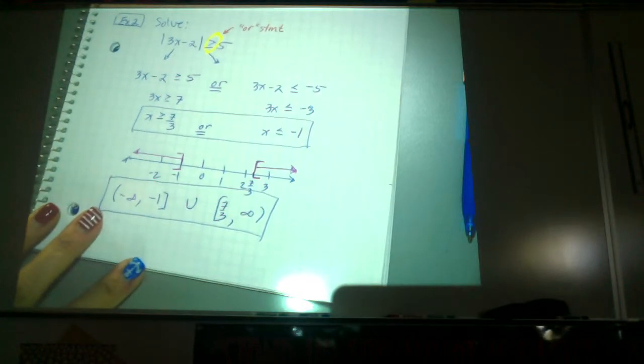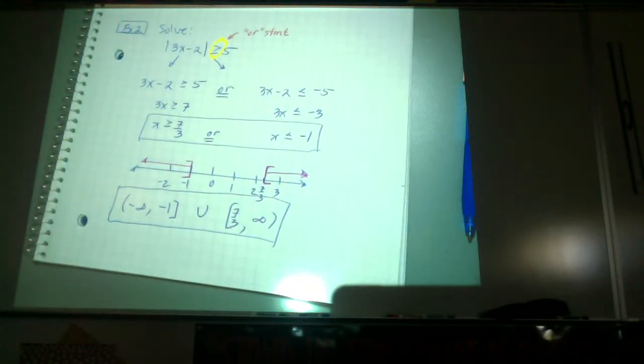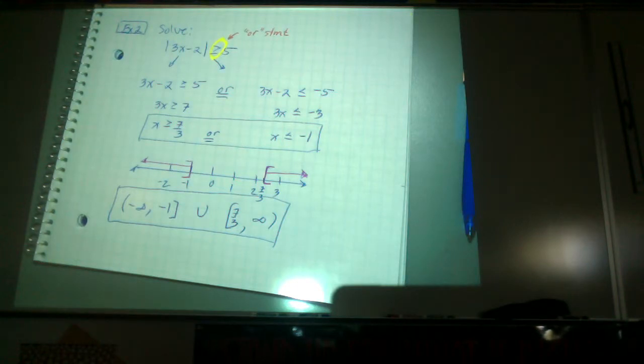Yes? So, if the interval is less than, it's an and statement, and if it's greater than, it's an or? Correct. And if it's greater than, then that means you're going to have a union, like this. If it's an and statement, you shouldn't have a union. Most likely you won't. I'm trying to think of a situation where you would. I can't, off the top of my head.